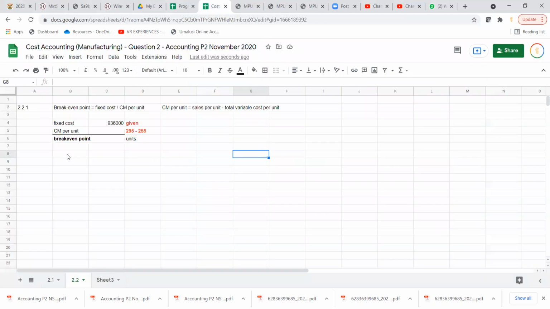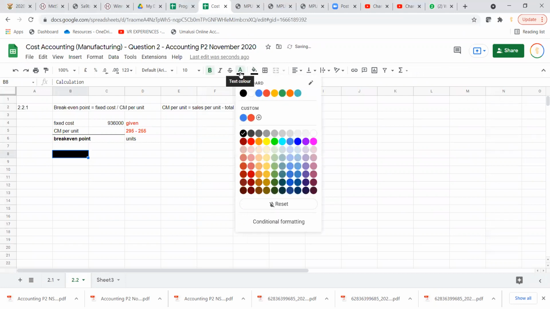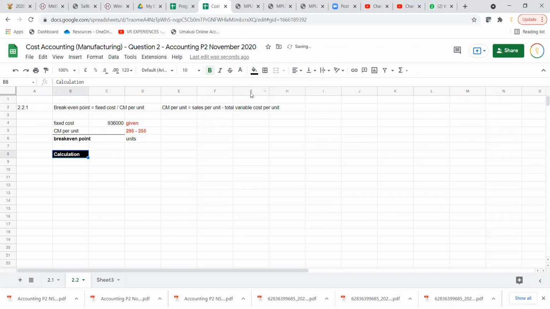So just to show it a bit in a longer way, the calculation. Once again, you don't need to do this calculation in an exam. You don't need to show the workings. You can just do it like that over there. But I just want to show you how we got it.